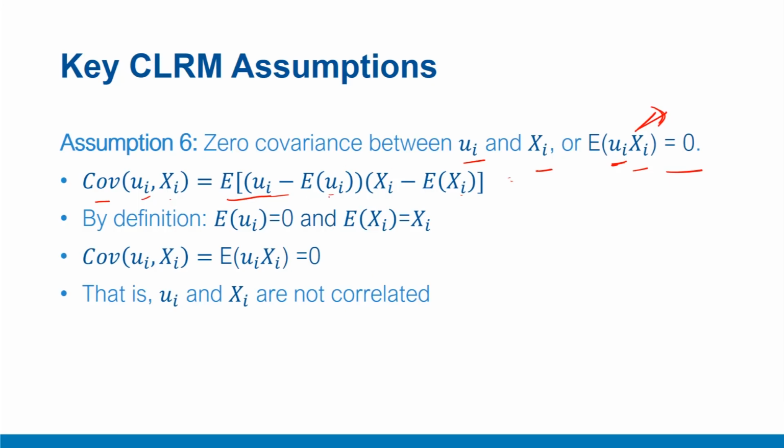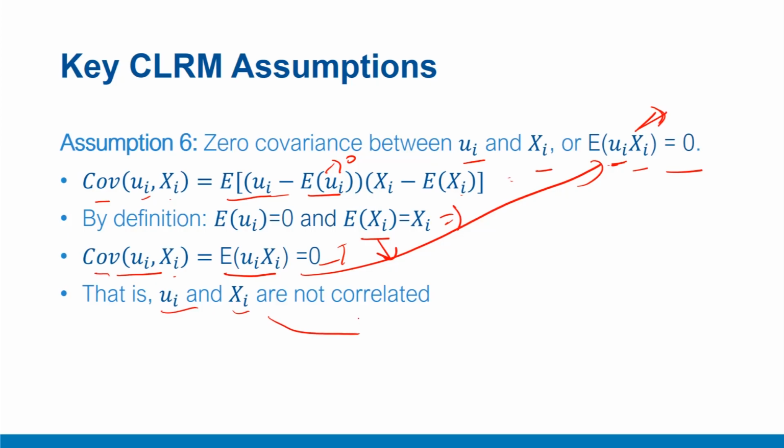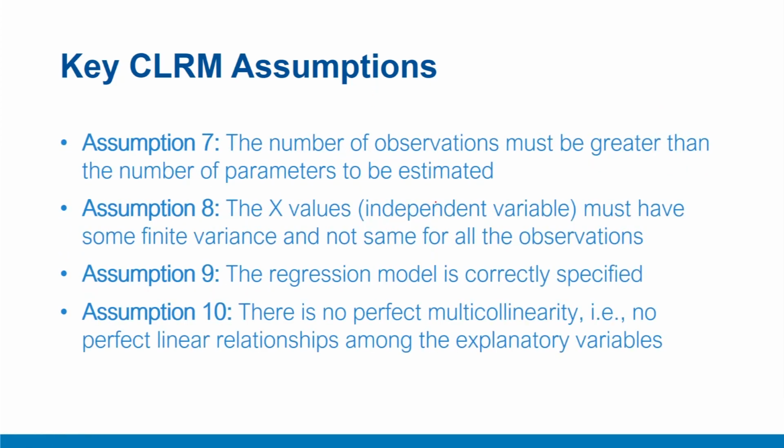Notice here, we already know that the expected value of mu i is 0 already. So this expression simply becomes the covariance of mu i and xi, which simply becomes the expectation of mu i xi, which is this term, which is 0. In simple terms, this says that the correlation between mu i and xi is 0, because like we said earlier, correlation is nothing but the standardized form of covariance. So mu i and xi are not correlated, which is our assumption 6. Then the remaining assumptions are quite intuitive as well.